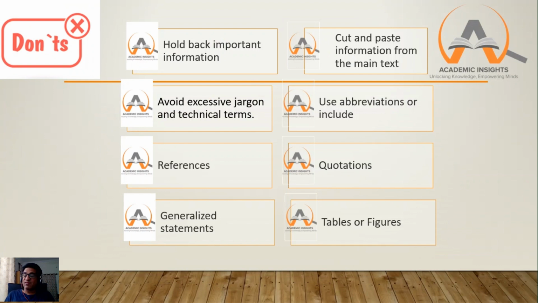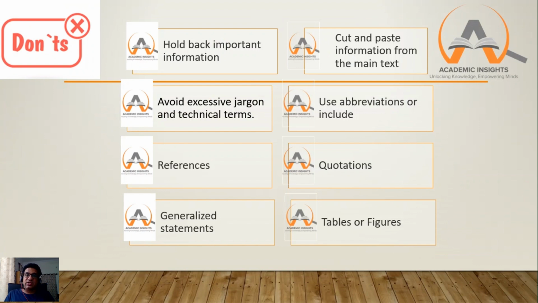Second, we have to avoid technical terms or excessive jargon, which may make your abstract complex. Make it very simple, so that every researcher can read it and get whatever they want from that research article. Also, do not write references in the abstract. You have never seen any abstract where references are mentioned. And also avoid generalized statements. That is also a bad practice in an abstract.